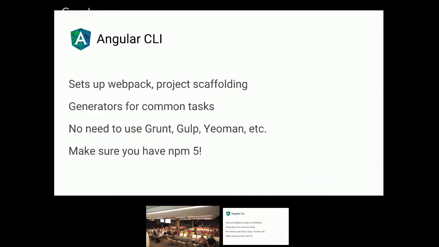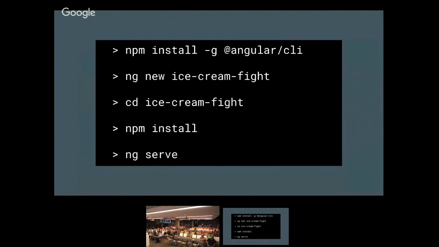As we saw earlier in Tara's talk, it sets up a whole project for you. So you don't have to configure Webpack. You don't have to set up your scaffolding. It has generators for common tasks that you do. You don't have to figure out if you're using Grunt or Gulp or Yeoman or whatever. You just do your thing. Just do your app. Don't make your build system. And NPM 5 is better. So be on NPM 5, especially if you're using the latest Angular CLI. That's important.